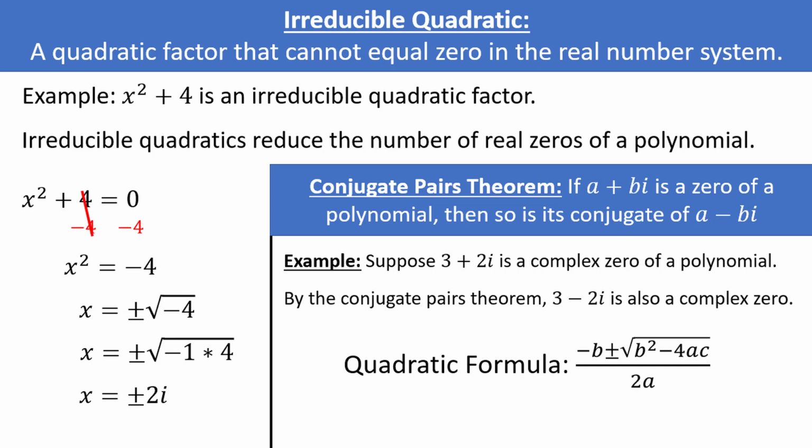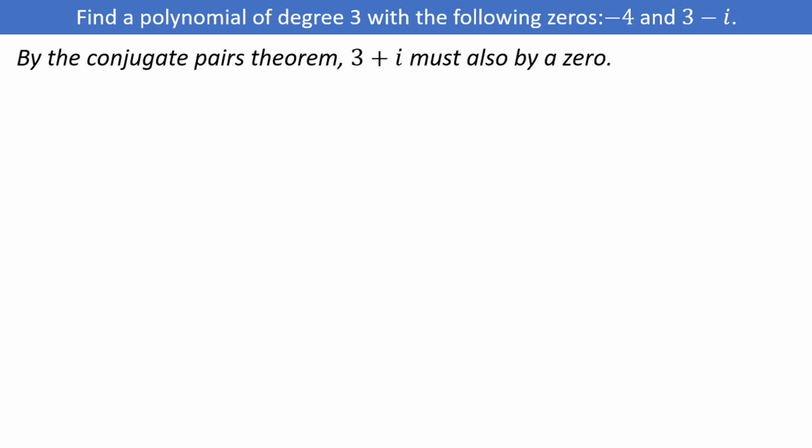Let's look at an example building a polynomial with complex solutions. Say we want to find a polynomial of degree 3 with the following zeros, negative 4 and 3 minus i. Now, they have only given us 2 zeros, but by the conjugate pairs theorem, we also know that the conjugate of 3 minus i must also be a 0, which is 3 plus i. So we can set x equal to each of our zeros, so that we have x is equal to negative 4, x is equal to 3 minus i, and x is equal to 3 plus i.